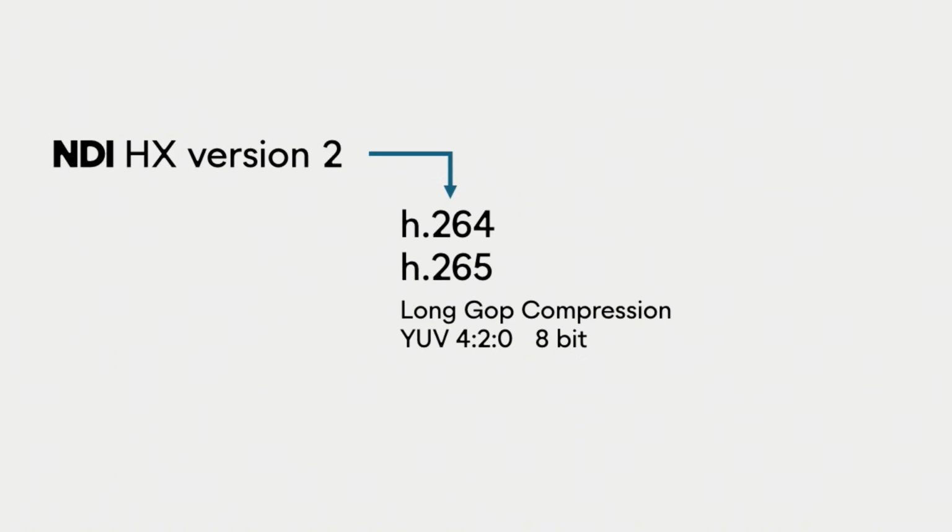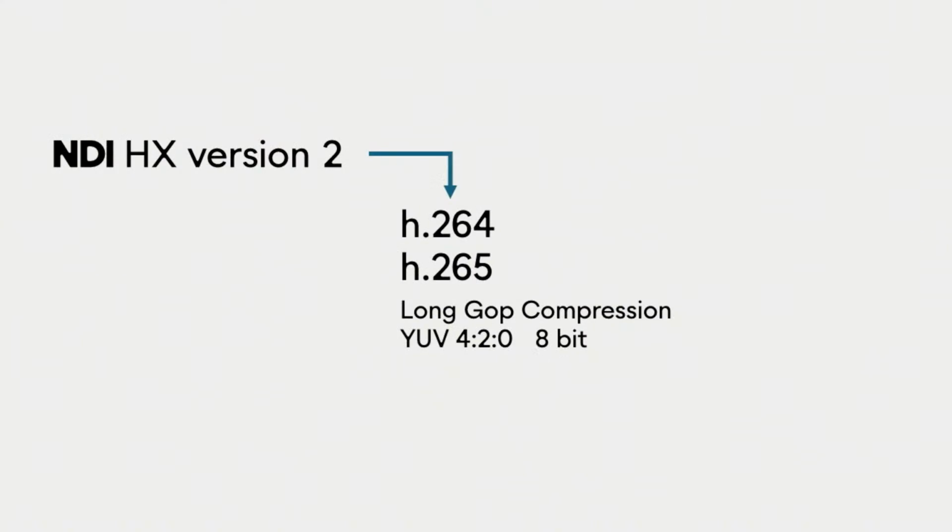Now, NDI HX version 2 has been a big step forward in terms of quality, latency, and interoperability. The codec support has been extended to H.265, and the decoding capability has been added directly in the NDI SDK. So codec installation is no longer required. Moreover, we added support for the Discovery Server and NDI Groups. The supported color space is YUV with 4:2:0 chroma subsampling and 8-bit color depth.